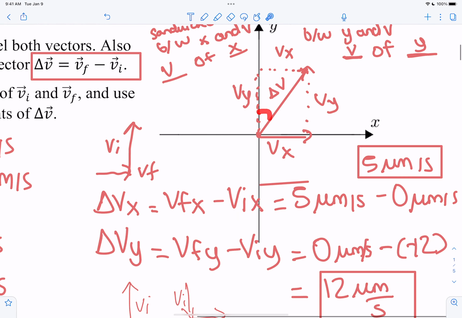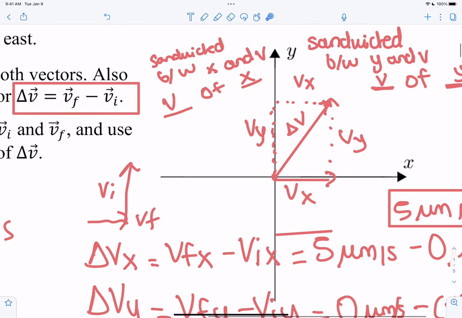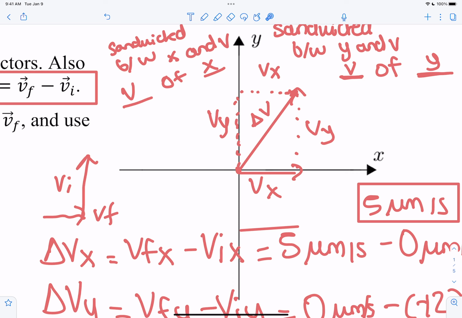So like this one instead of this one? Okay. So like east of north instead of north of east, you mean?